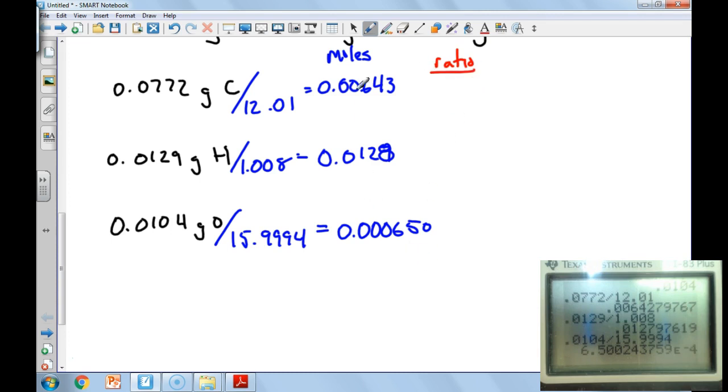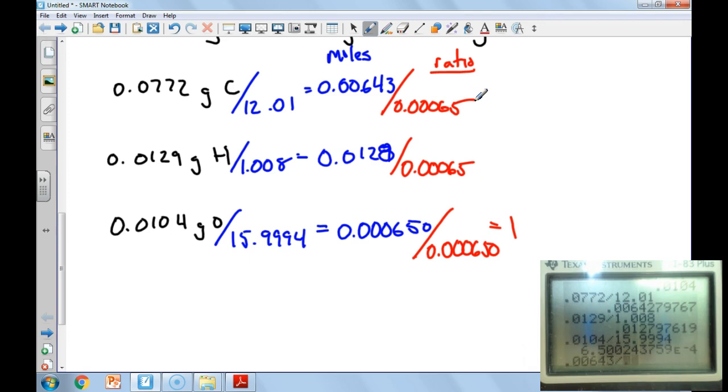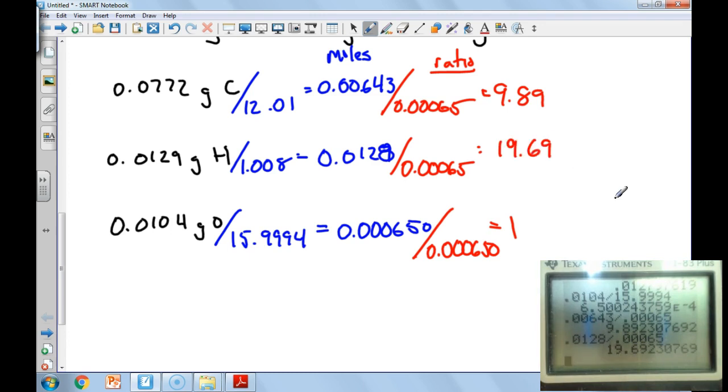Okay. So I take each of these and divide by the smallest value. And no matter what we do here, there's always going to be a value that's 1, because we're going to compare all these numbers, find the smallest, and divide each of the numbers, even the smallest one, by that. So this is 0.000650. We divide that, and we get that is equal to 1. We take these two and divide them by that, and we get, okay. So now we have our ratio.